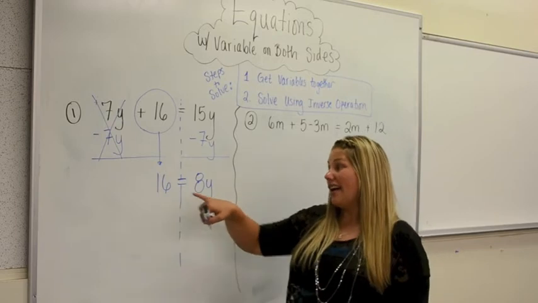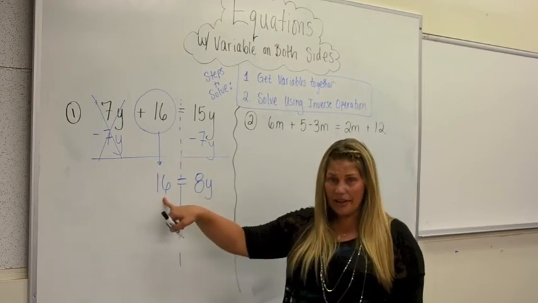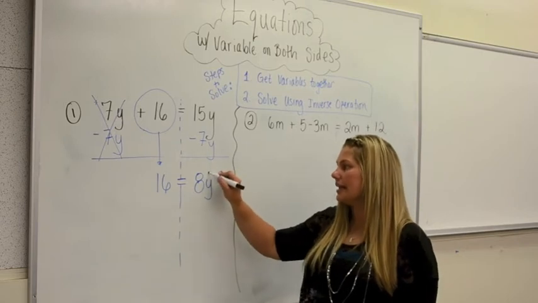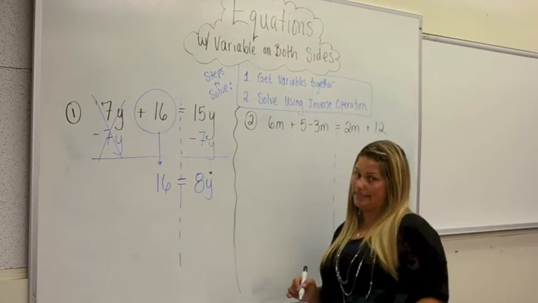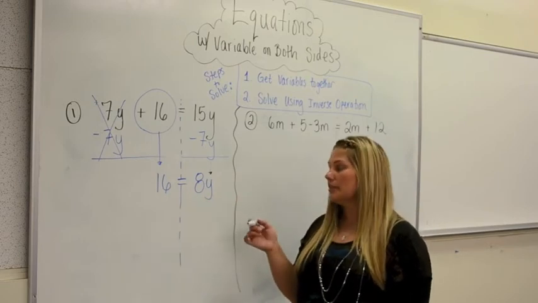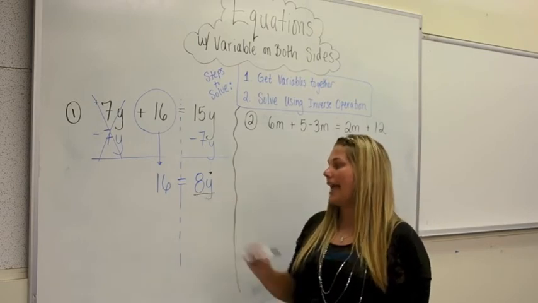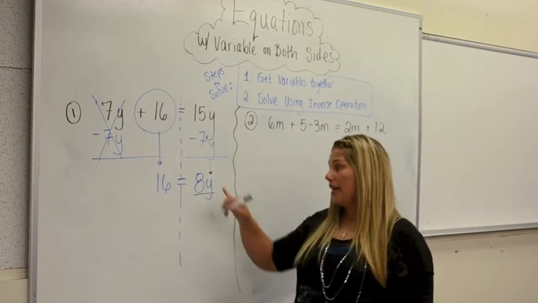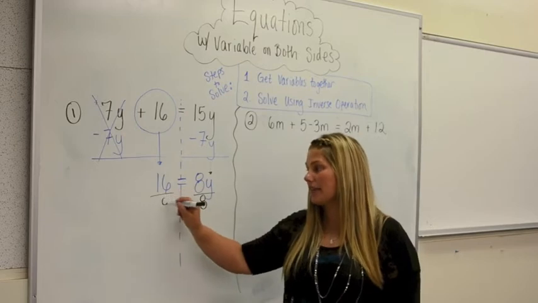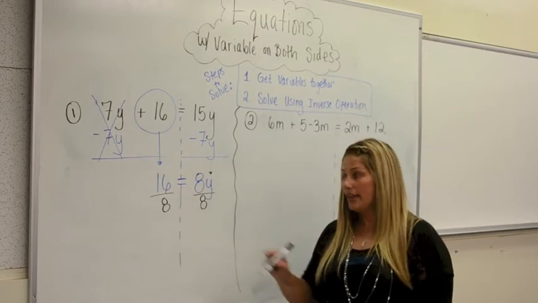Now the y's not over here. Is that okay? It doesn't matter. The y's right here, and that's what I need to get by itself. So if 8 is touching the y, remember that means multiply. And to get rid of a multiply, I have to divide. The number that's touching the y is the 8. So that's what I'm going to divide on both sides.